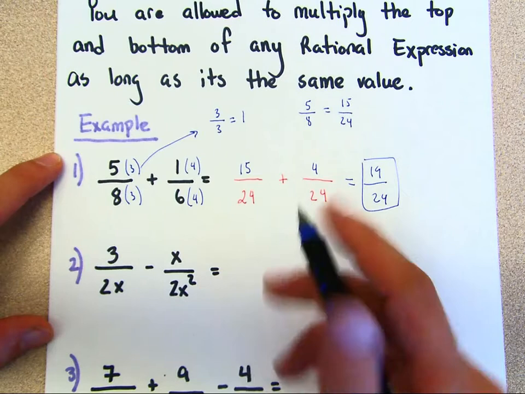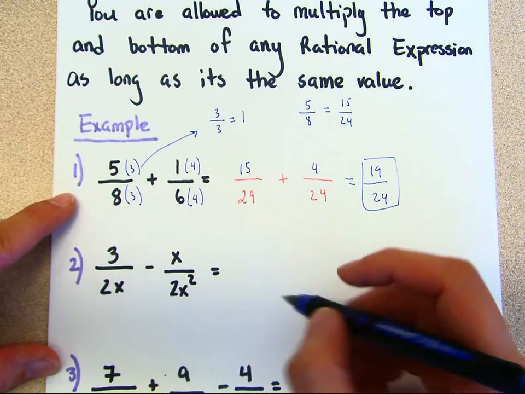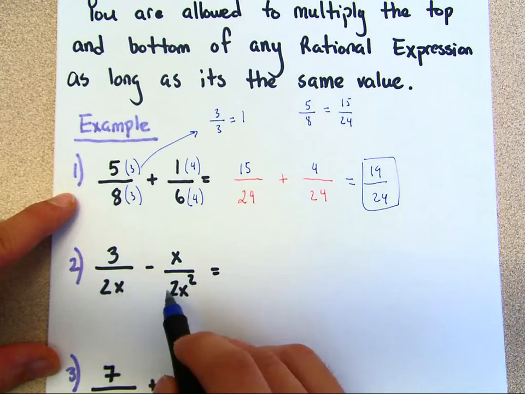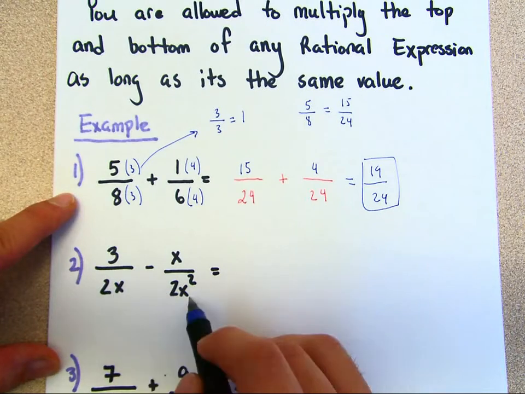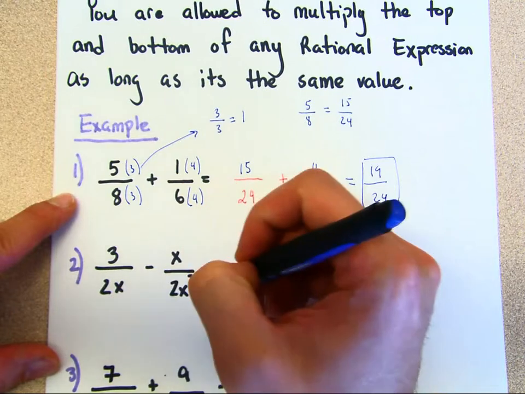Here, let's take a look at this. If I have 3 over 2x minus x over 2x squared, how do I get it so that the denominators are the same? So what I want you to do is pause the video and try and think to yourself, how do I get the denominators to be the same?